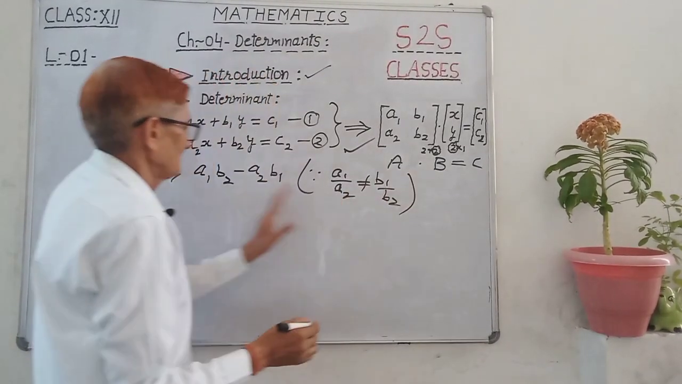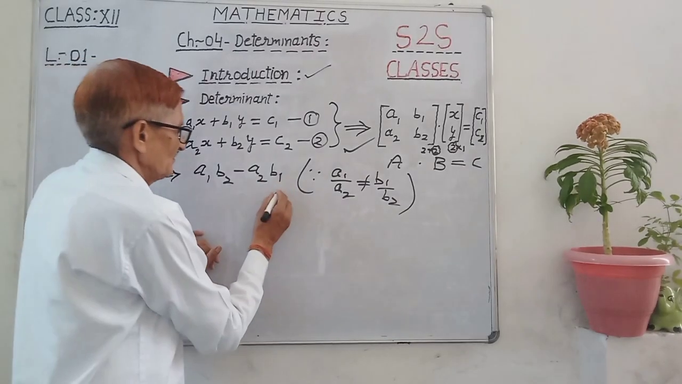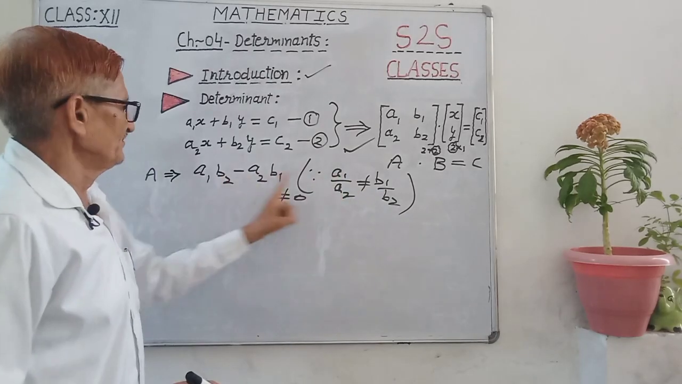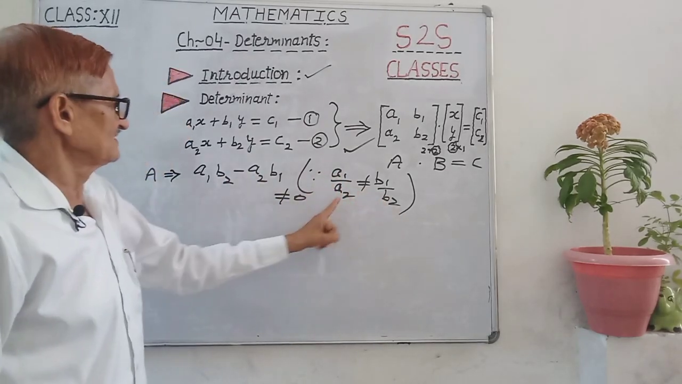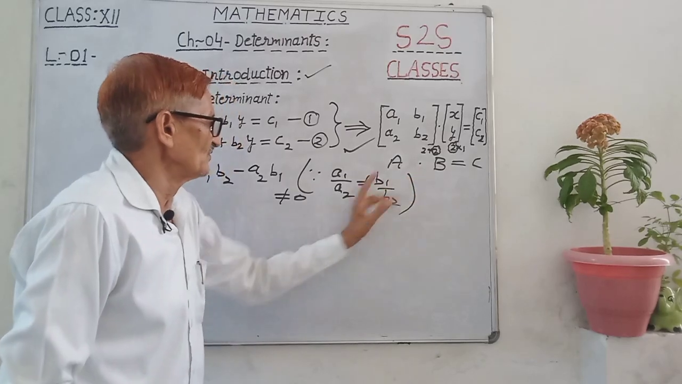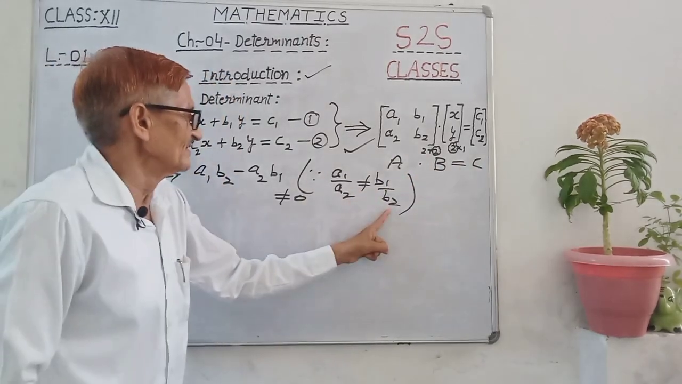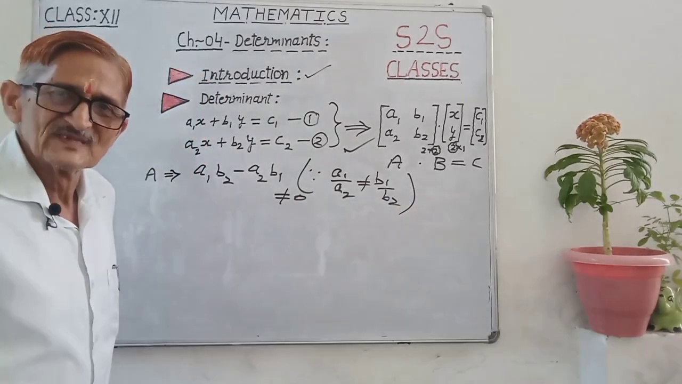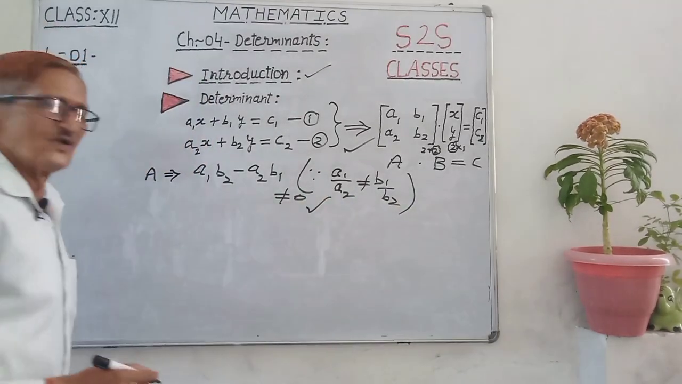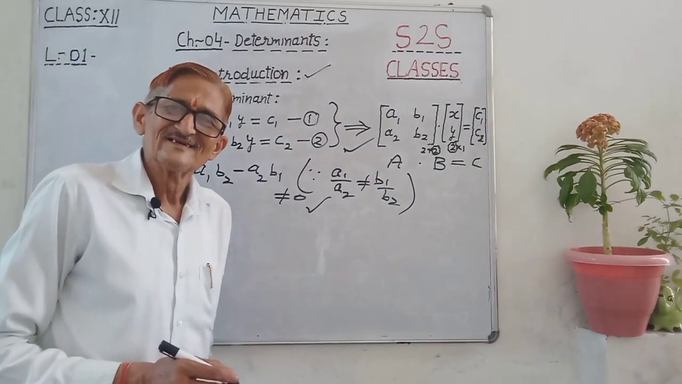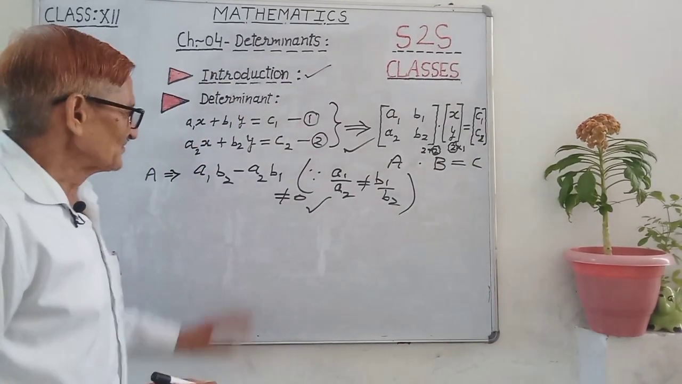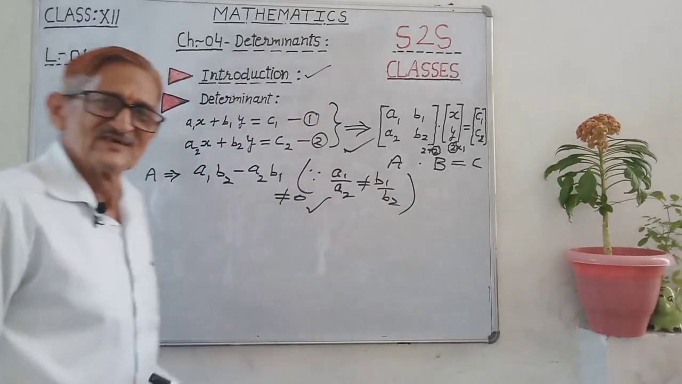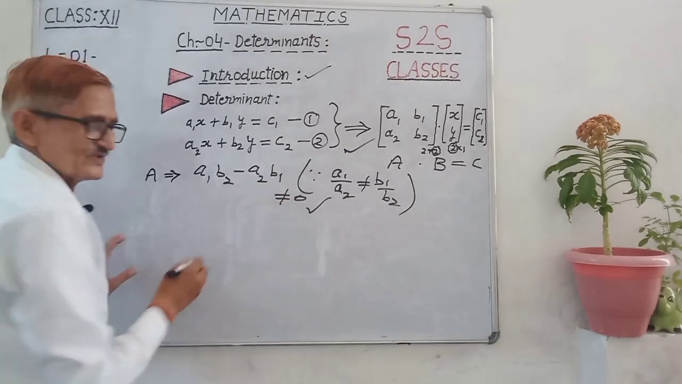Then if you calculate this, this should not be equal to 0. This A1 B2 will come not equal to B1 A2, and take that side to the left-hand side. So A1 B2 minus A2 B1 is not equal to 0. This means for the determinant, the solution of this, determined means solved in one number, so not equal to 0.